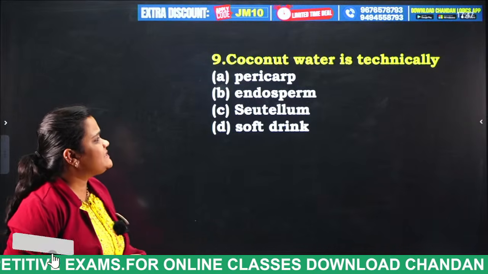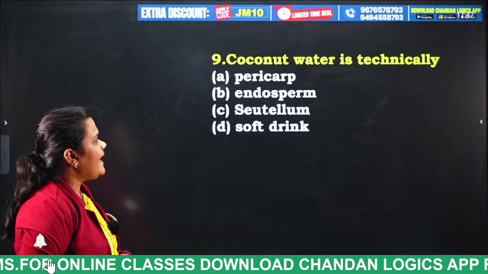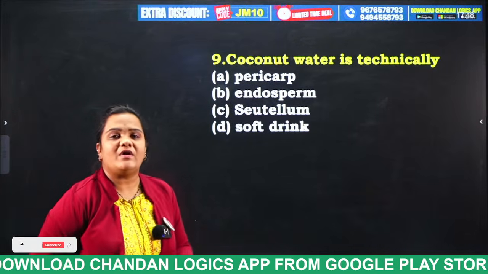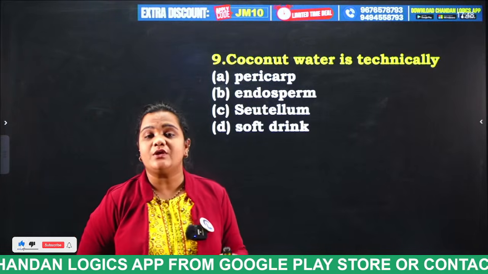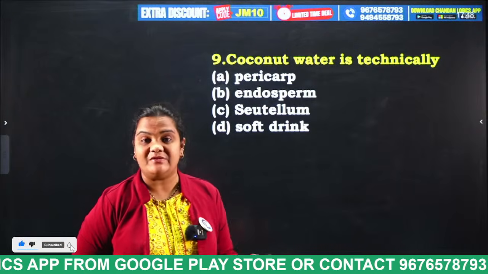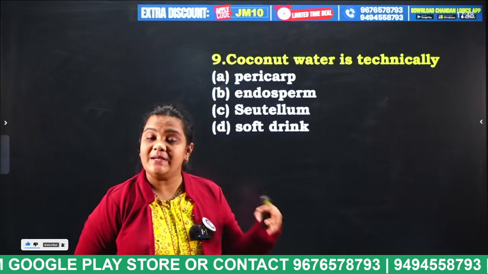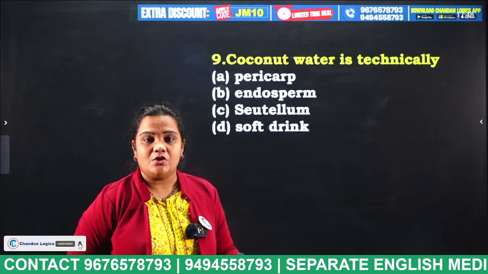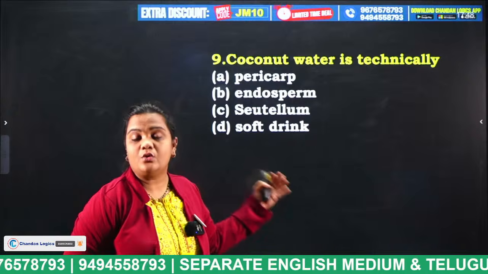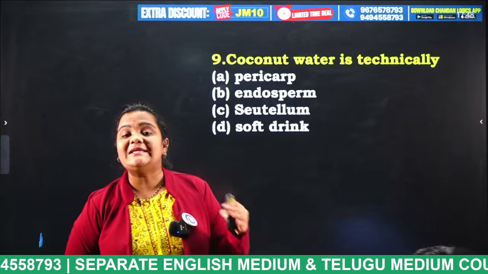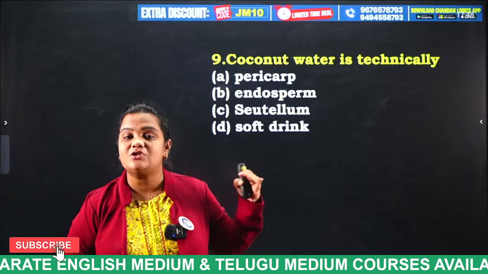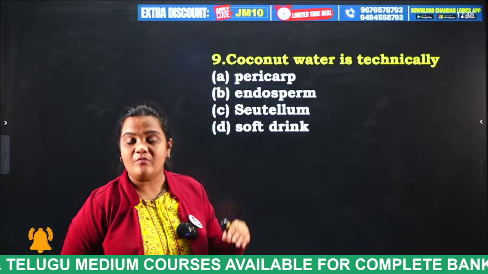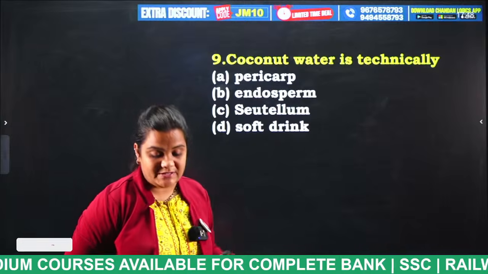Coconut water is technically: pericarp, endosperm, scutellum, soft drink. Okay, what is this coconut water, students? Actually, coconut water has many benefits. It consists of fats, vitamins, minerals, so many things. So this gives very good benefits to our health, right? So is this coconut water a soft drink, or is it a pericarp, or is it an endosperm? What type of water is this coconut water?